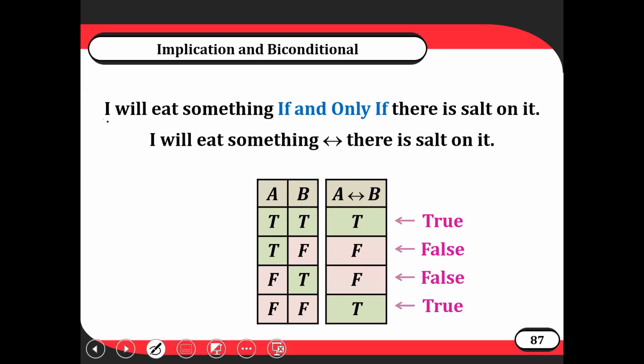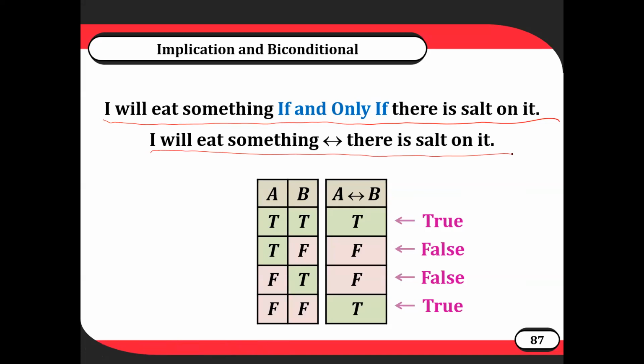And so, I will eat something if and only if there is salt on it. So that works out too. I will eat something if there is salt on it. So if a thing has salt on it, I will definitely eat it. And if I ate something, then it definitely had salt on it. So that's sort of the English equivalent to that.